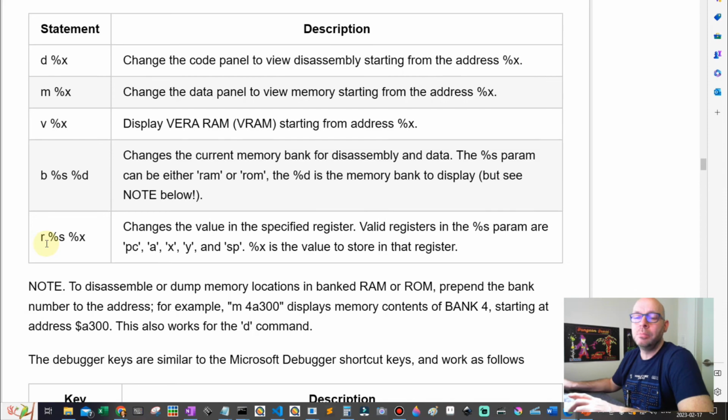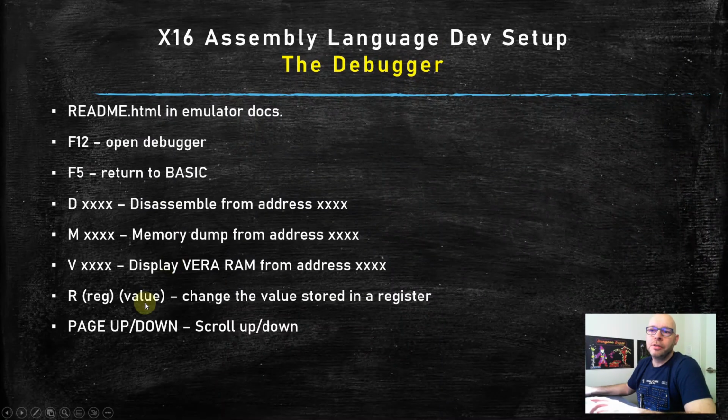We can see that in my notes as well. Right here, I've made a summary of some of the more important keyboard commands we can use in the debugger. F12 opens the debugger. F5 returns from the debugger back to the emulator BASIC interpreter screen. D disassembles from a certain address. M does a memory dump from a certain address. V displays the VRAM contents.